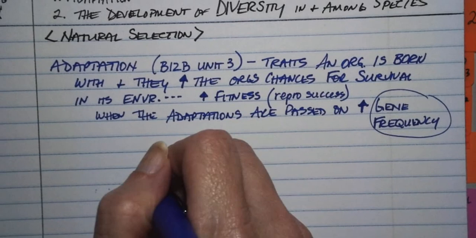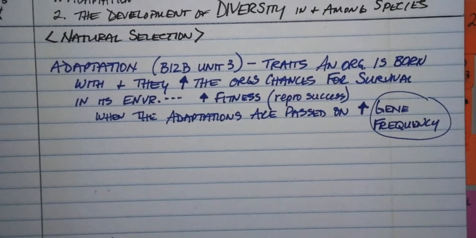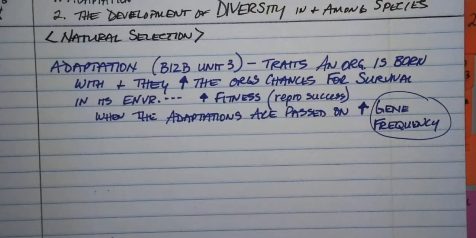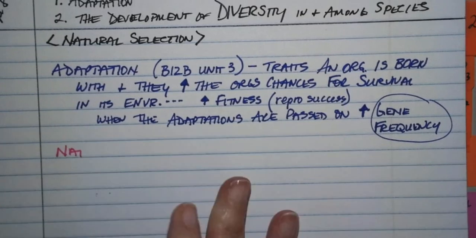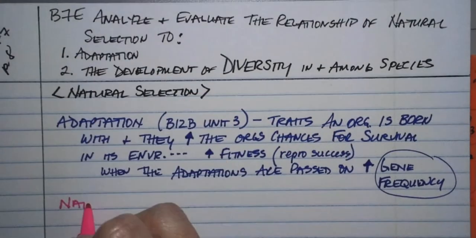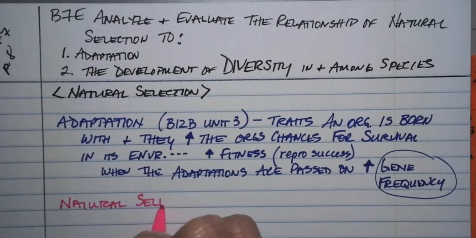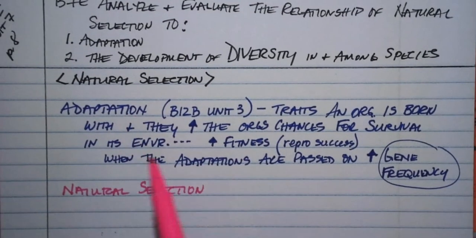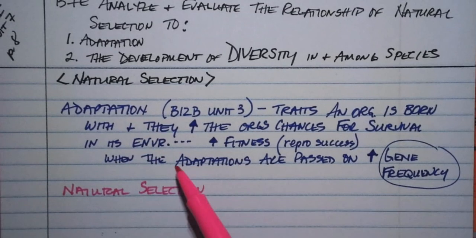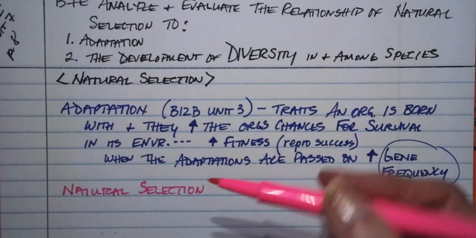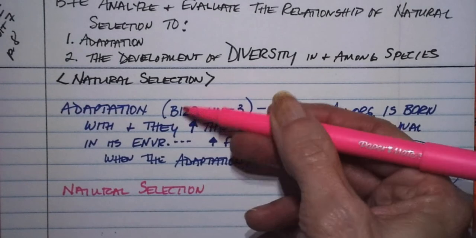Okay, so pick another color. And let's talk next about natural selection, because we have to talk about natural selection as it increases diversity and as it has to do with adaptation. Now, I can tell you right here, here's the key. Whichever adaptations make them more fit, those are the ones that are going to be passed on. Those are the ones that are going to be selected by nature to be passed on. So this is really that link between natural selection and adaptation. Whichever adaptations work best for them, increase the fitness, those are going to be passed on.